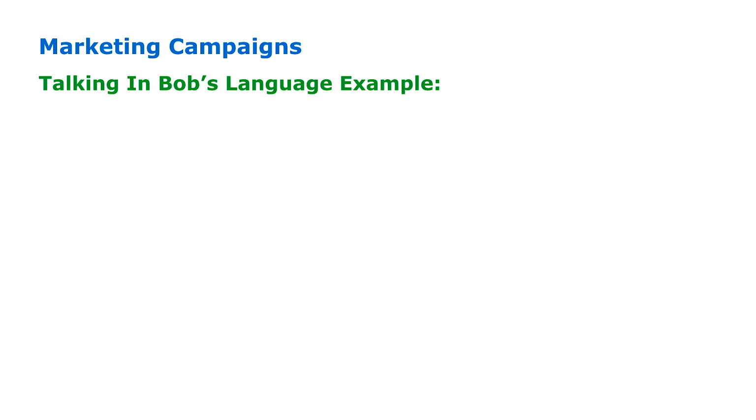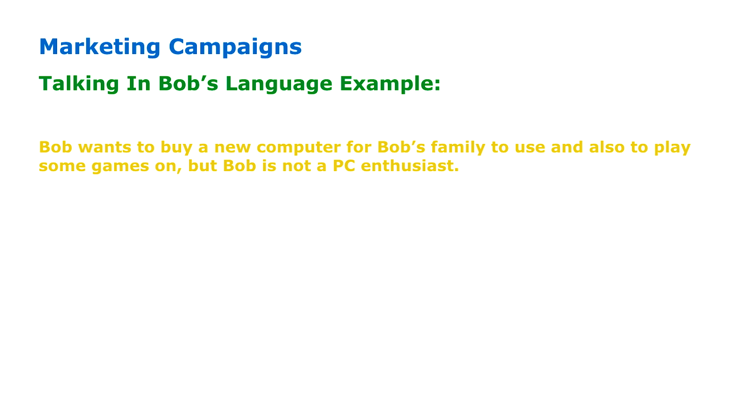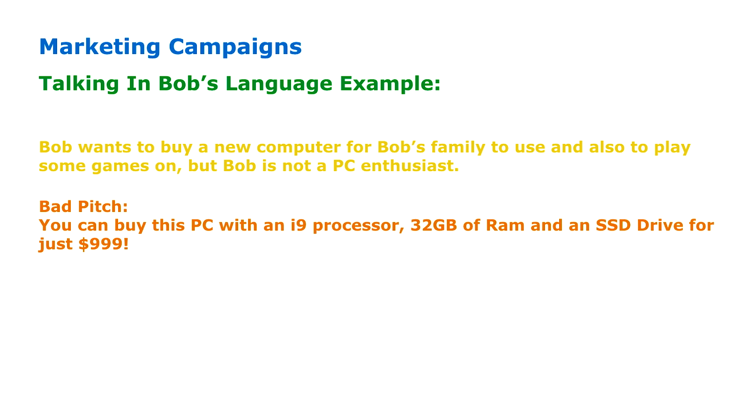So here's an example of talking in Bob's language. Bob wants to buy a new computer for Bob's family to use and also to play some games on. But Bob is not a PC enthusiast. So Bob doesn't know that much about computers. He knows he needs one, but he doesn't know all the terminology. So then he goes on a site and he sees this pitch. You can buy this PC with an i9 processor, 32 gigabytes of RAM, and an SSD drive for just $999.